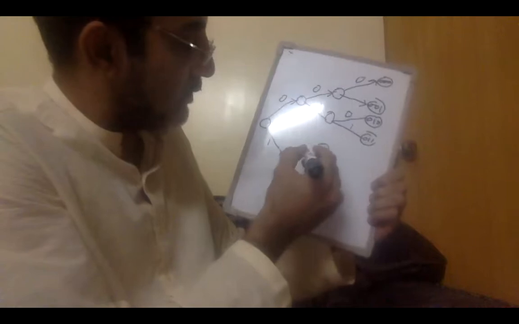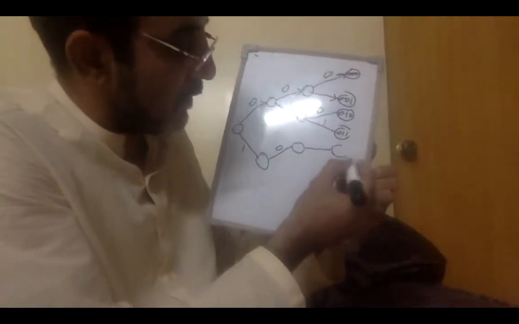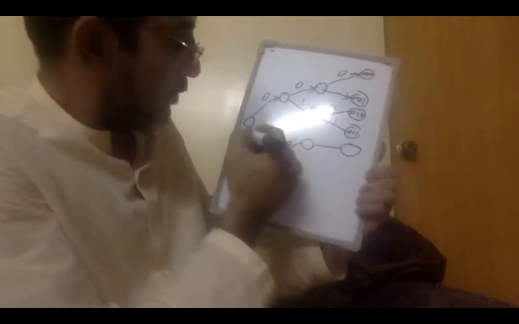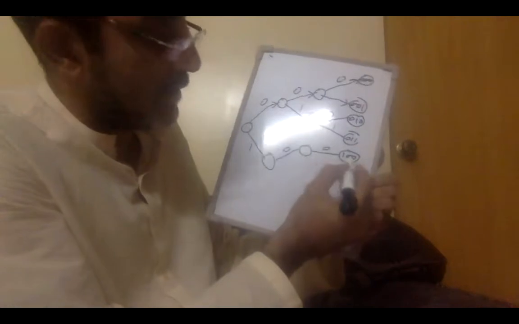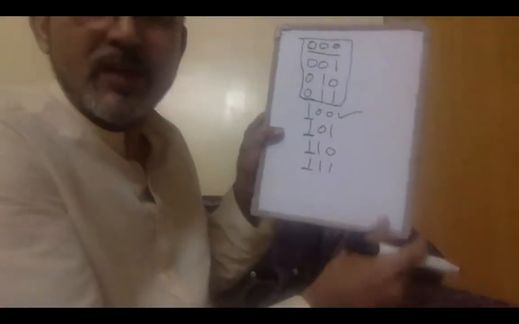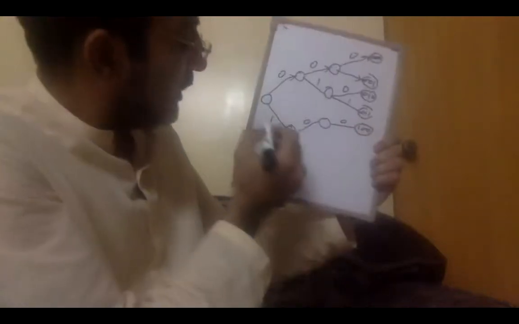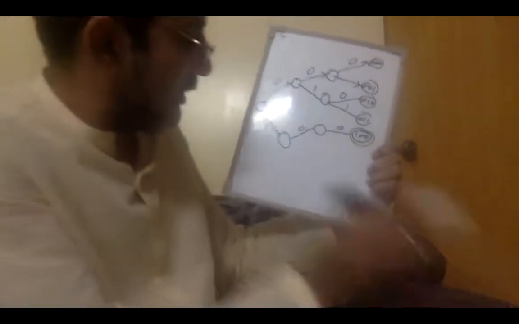Maybe 1, 0, and then maybe it is 1, 0, and it is 0. So 1, 0, 0. So this is something, this one, 4, and it is a valid string. So I will make this state an acceptance state.